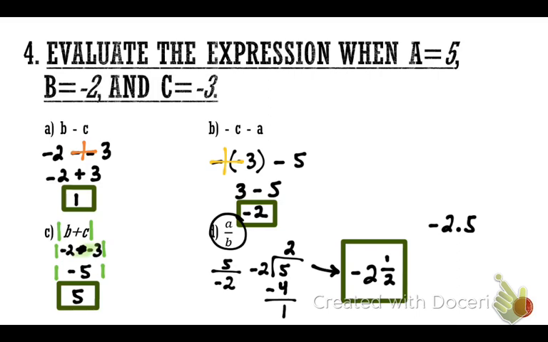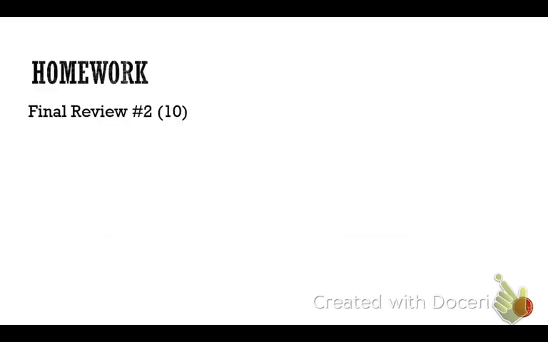Now, your quiz on Friday is also going to be multiple choice to give you practice for what your final is going to look like, okay? Tonight's homework is going to be final review number 2. There are 10 problems, and this is found on Big Ideas. Remember, you need to write the original problem, show any work, kind of like we did in our notes today, and then box in your answer.